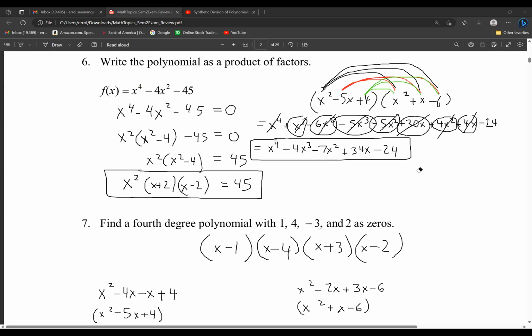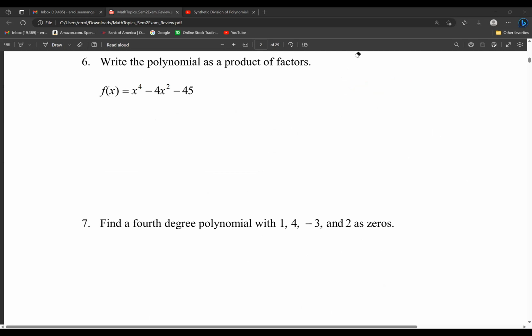Are you good on 6 and 7? Mm-hmm. Can I erase it? Yes. All right, 6 and 7, we're good.